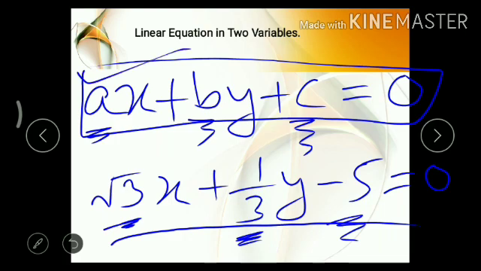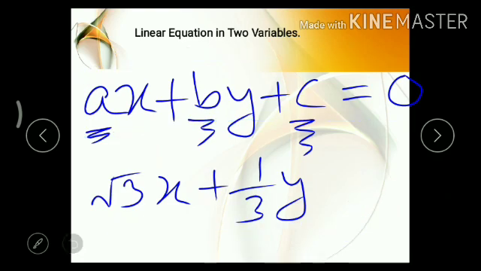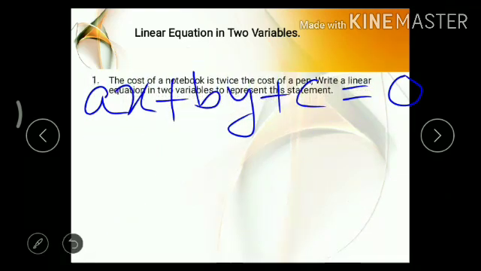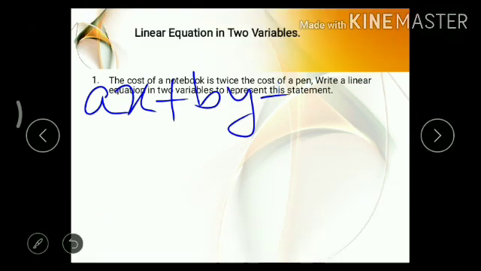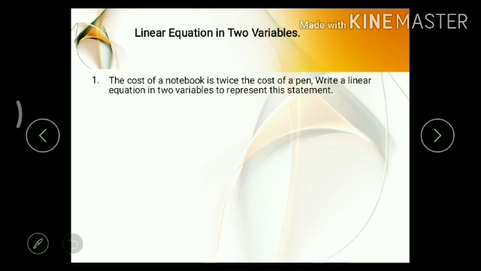So let us proceed to the first question. Here you can see from the NCERT book this question has been written. The cost of a notebook is twice the cost of a pen. Write a linear equation in two variables to represent this statement. So which statement? The cost of a notebook is twice the cost of a pen. This is the statement, and this statement we have to write in mathematical form, and the mathematical form of this statement will be a linear equation.